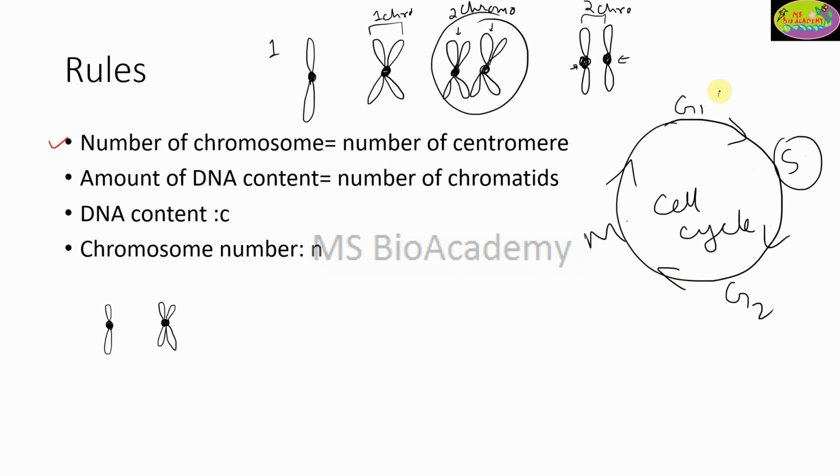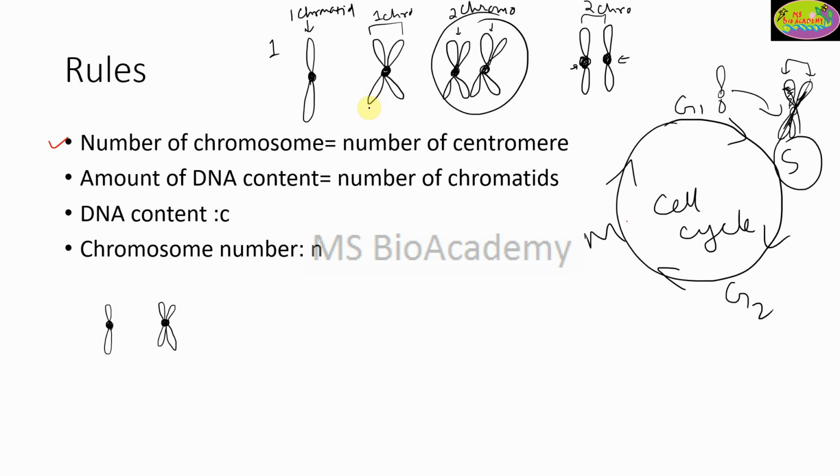So if the chromosome is like this, during the S phase it will become replicated, meaning it will form its own copy, right? So one more copy is being formed here. This second copy which is now being formed is nothing but the sister chromatid. So these two are the sister chromatids. This is one sister chromatid, this is the second sister chromatid, right? So there are two sister chromatids.